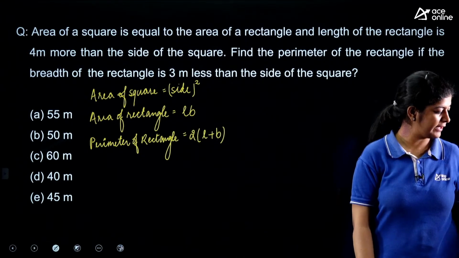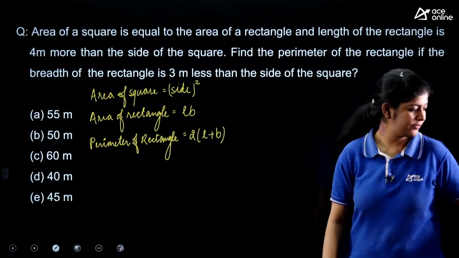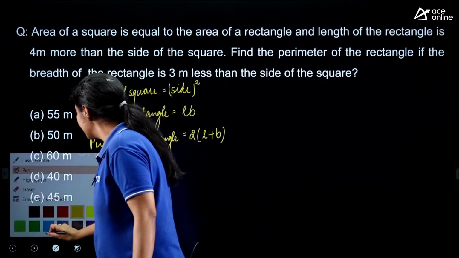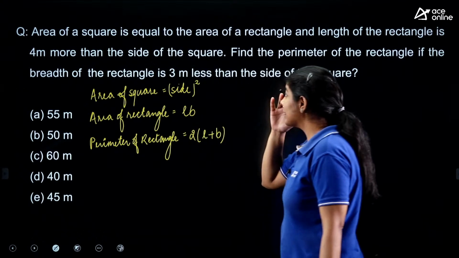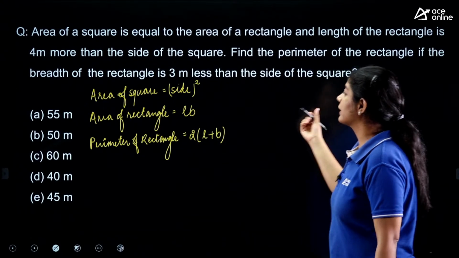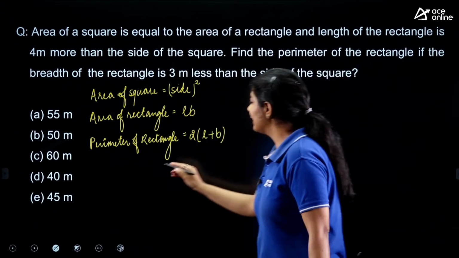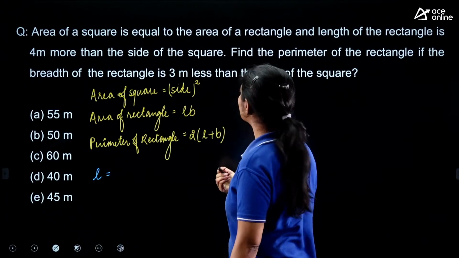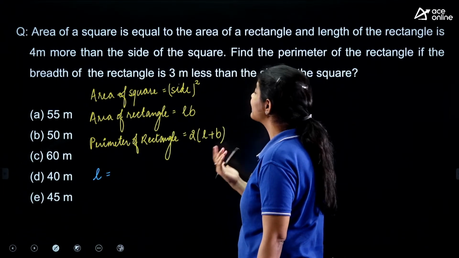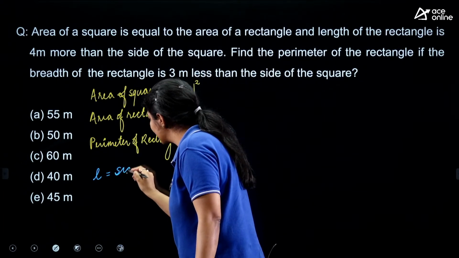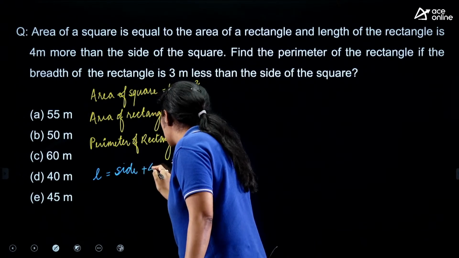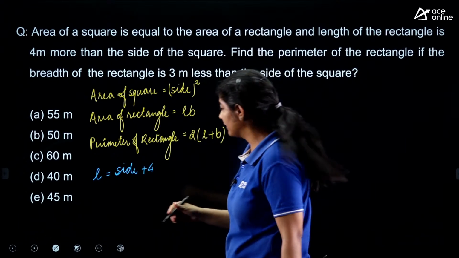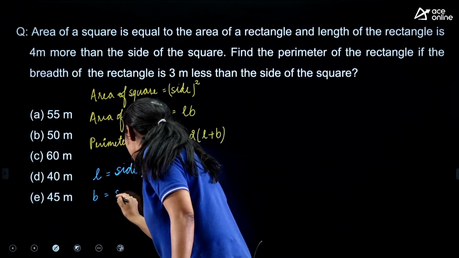Very good, Radhe. Very good, Jaipur. Let's see whether you all got the correct answer or not. The question is saying that the area of square is equal to the area of rectangle, and the length of the rectangle is 4 more than the side of the square. That means we can write it as side plus 4. And the question is also saying that the breadth of the rectangle is 3 less than the side. That means B is nothing but side minus 3.